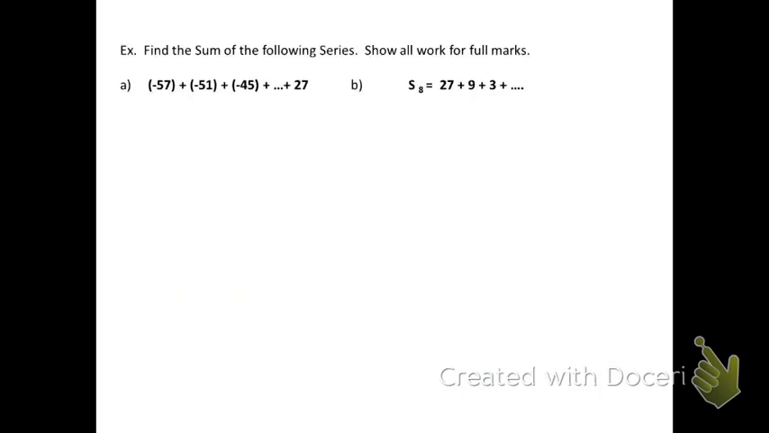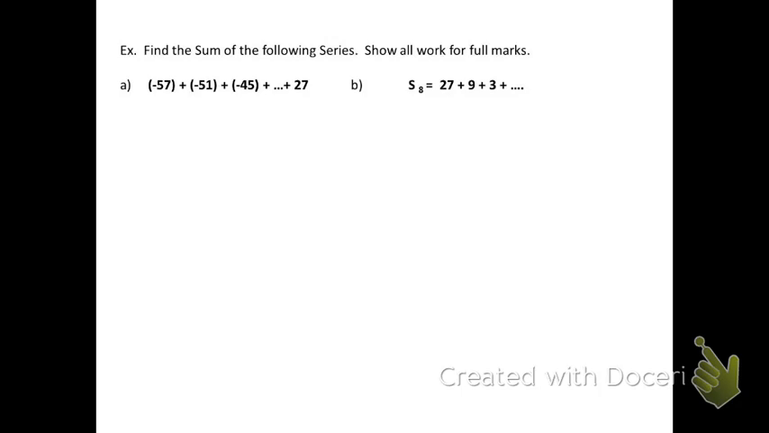Okay, this next question here is asking us to find the sum of the following series, and we have to show all of our work. So we look at the series and we can see that we're missing some values in the middle, but we are given our first and last term. And if you look at the values, you can see that they're going up by positive 6.